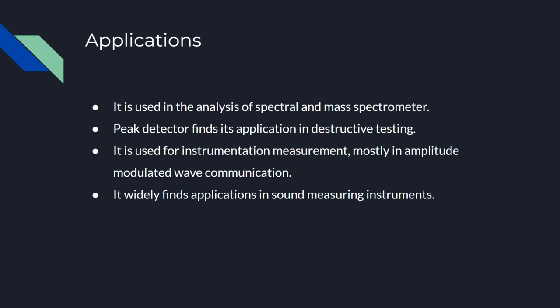Let us discuss some applications of op-amp. It is used in the analysis of spectral and mass spectrometer. It has its applications in destructive testing. It is used for instrumentation measurement, mostly in amplitude modulated wave communication. It finds application in sound measuring instruments. It is used in audio processing, power supply monitoring, and radio communication systems.